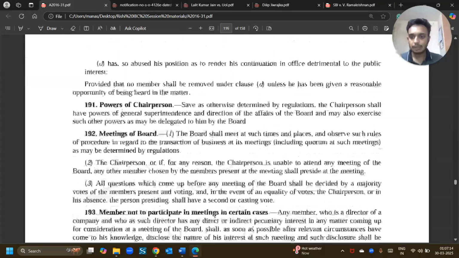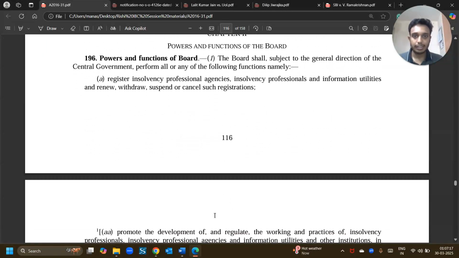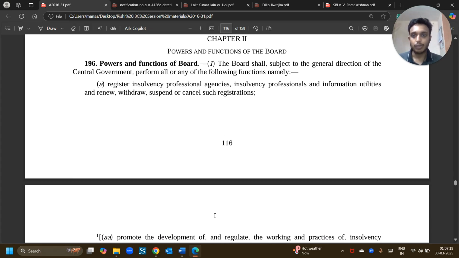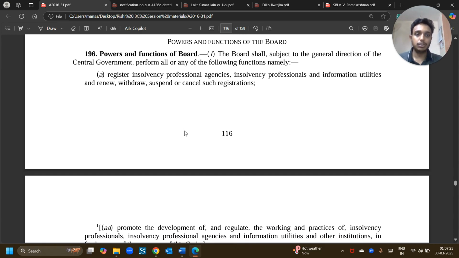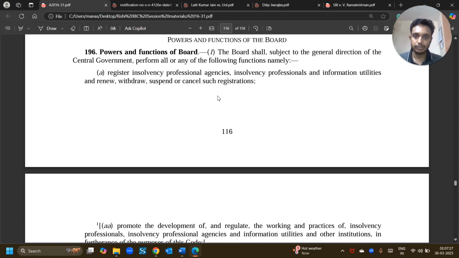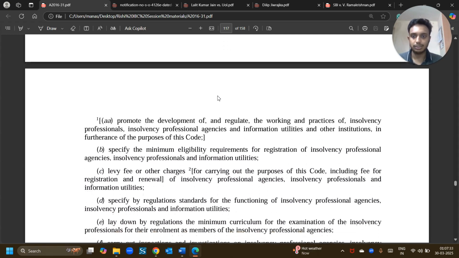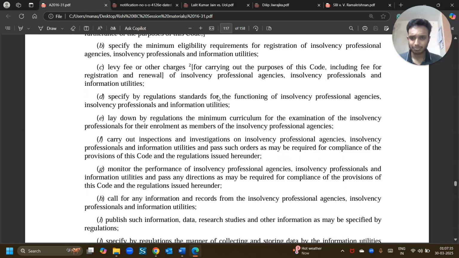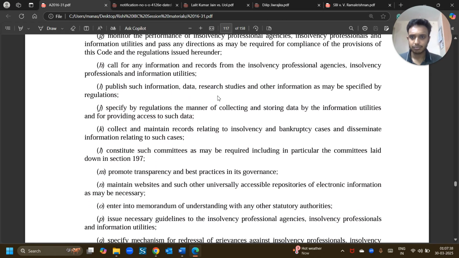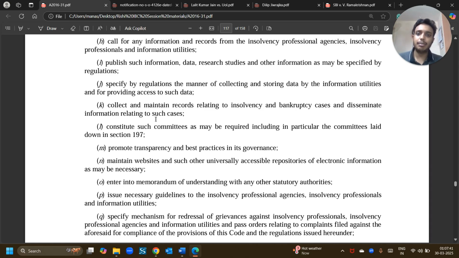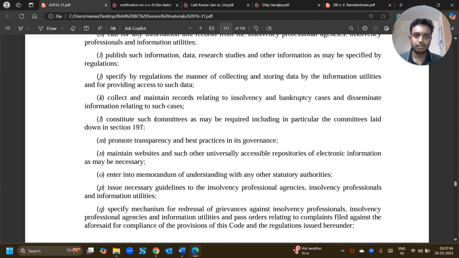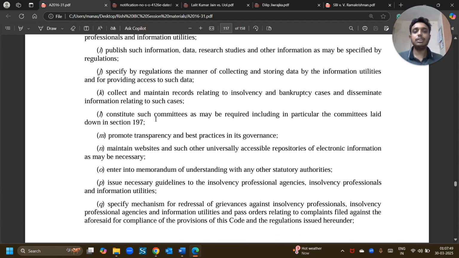Now one other provision which is somewhat relevant to us because we've seen it recur here and there is section 196, which deals with the register. The board shall, subject to general direction, register insolvency professional agencies, professionals and IUs, and renew, withdraw, suspend or cancel such registrations. And also collect and maintain records relating to insolvency and bankruptcy cases and disseminate information relating to such cases. So this again is for one main purpose, right?